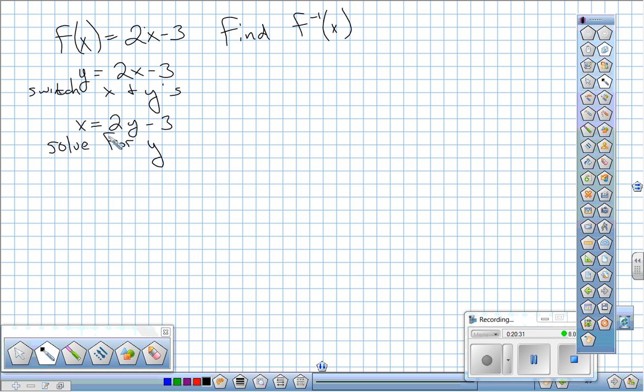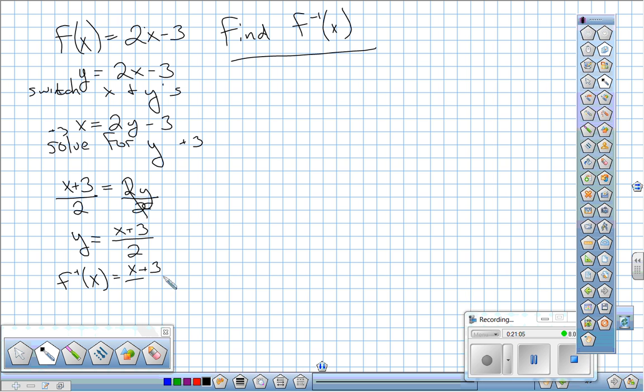Some of the questions don't ask you to do this, but some of them do. So I'm going to add 3 to both sides, and I get x plus 3 equals 2y. Then I divide everything by 2. I'm going to write my y on the left side, since that's what I'm used to, and I get x plus 3 over 2. That's how I find f inverse of x. I replace the y with f inverse of x, so f inverse of x equals x plus 3 over 2. So those are the steps you'll have to do.